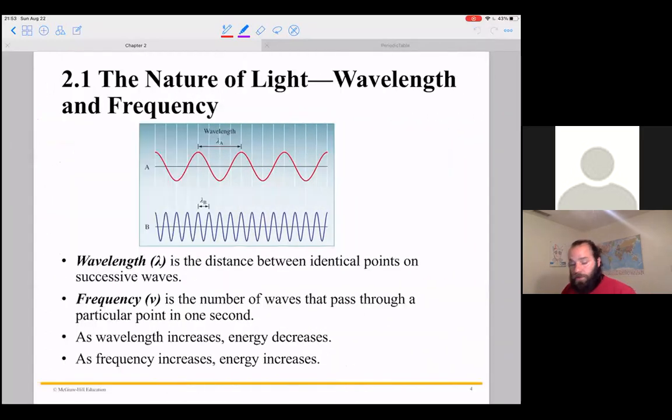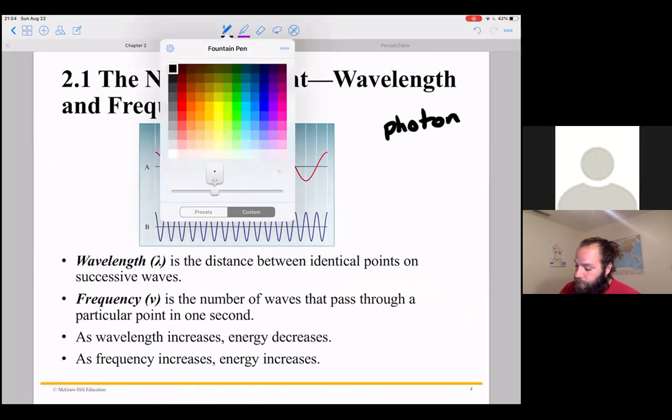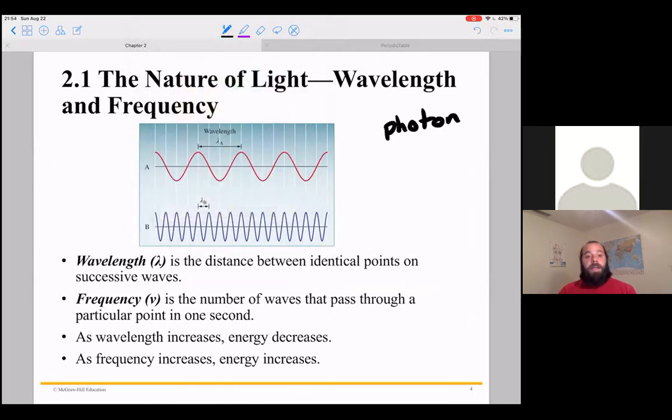So light travels in waves. One of Bohr's famous contributions was this idea, and actually I think Einstein gets a lot of credit for this too, anyways, this idea that light actually was made up of particles just like atoms and electrons and all that good stuff. Light is its own type of particle known as a photon. And these photons behave a lot like waves.